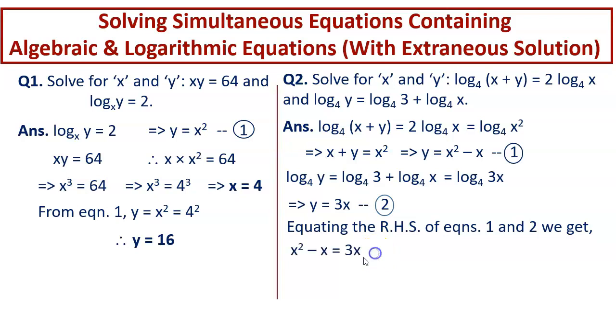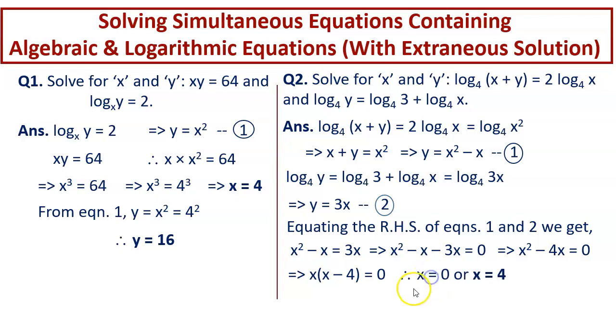We get x squared minus x is equal to 3x. And now this is our well-known quadratic equation, and we know how to solve a quadratic equation. On adding negative 3x to both the sides, we get x squared minus x minus 3x equal to 0, or x squared minus 4x is equal to 0. We can take x as the common factor between these two terms, so it will be x times x minus 4 equal to 0, which gives us the values of x as either equal to 0 or equal to 4.